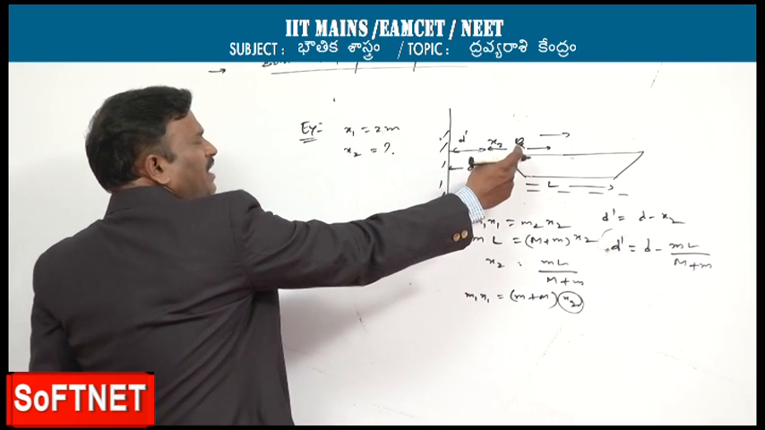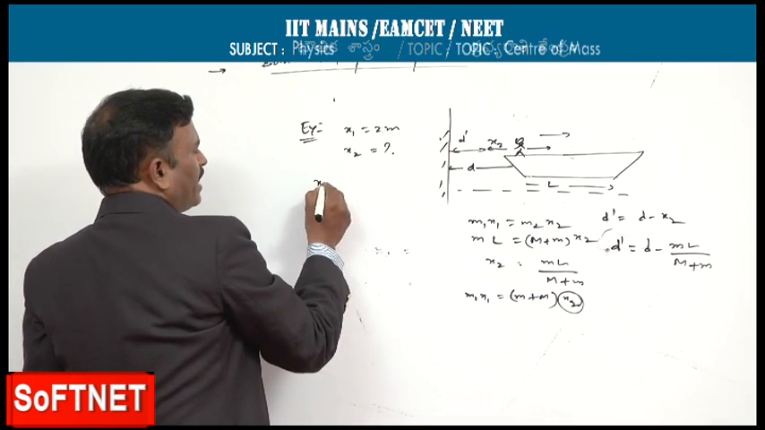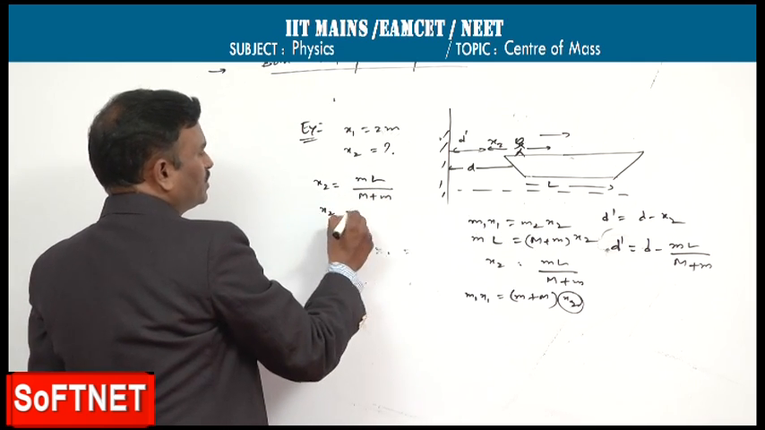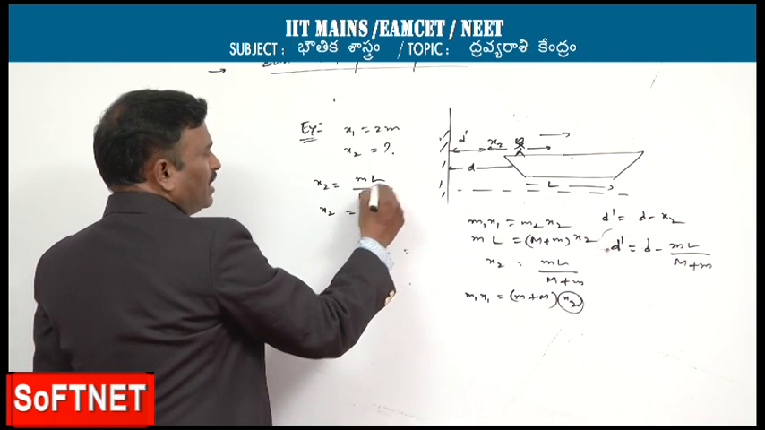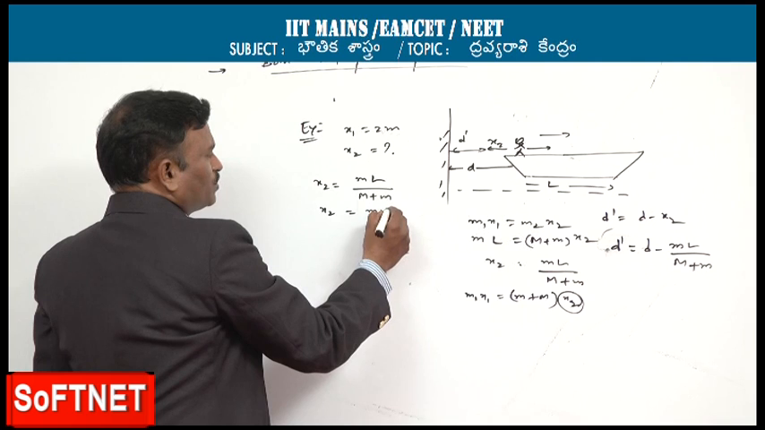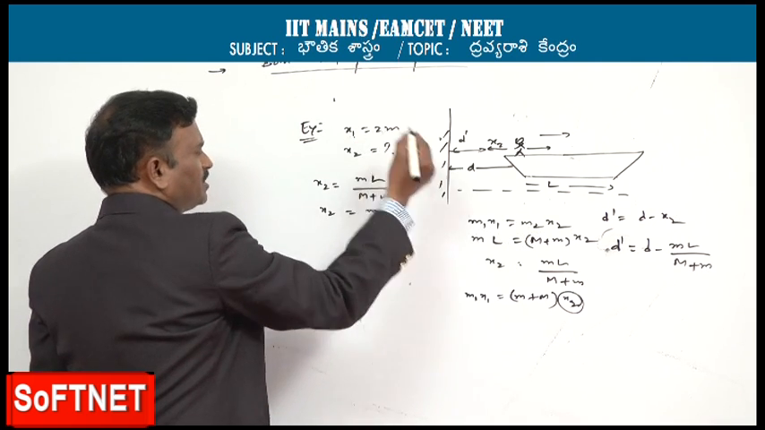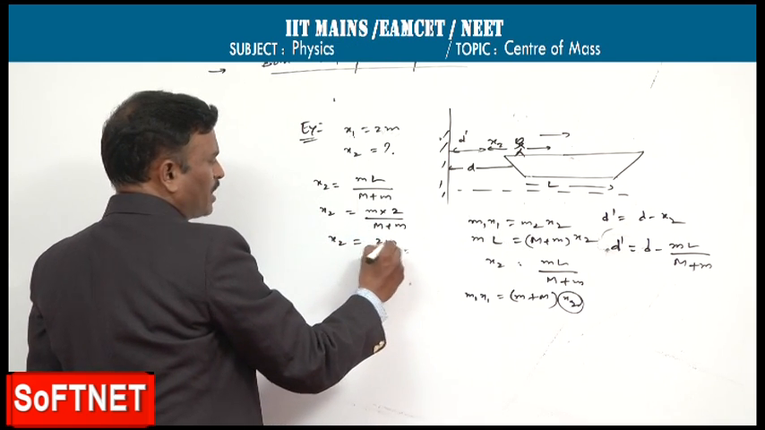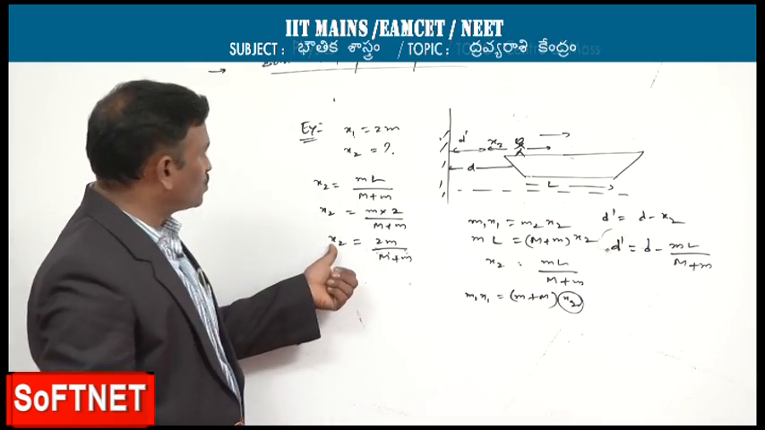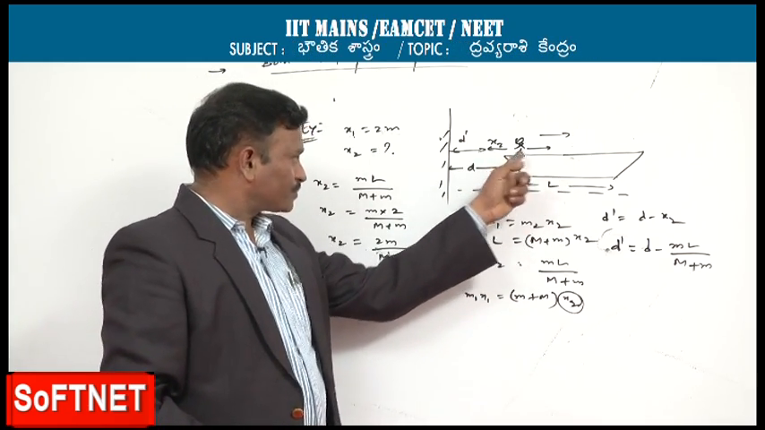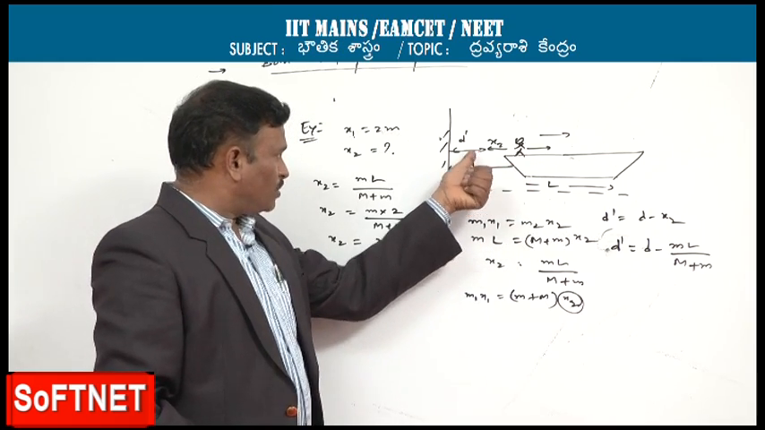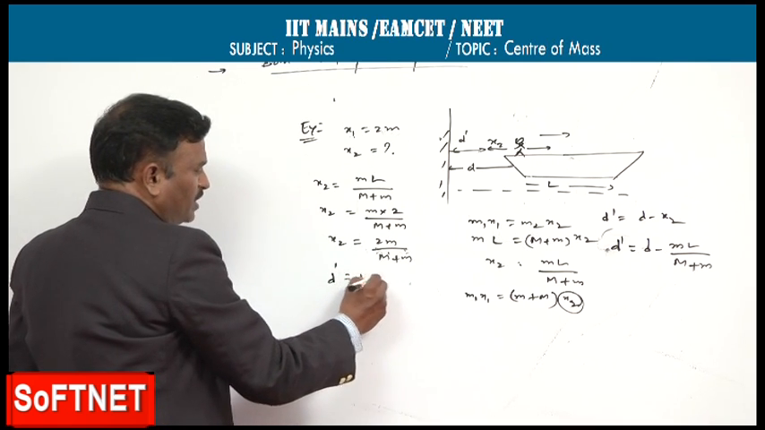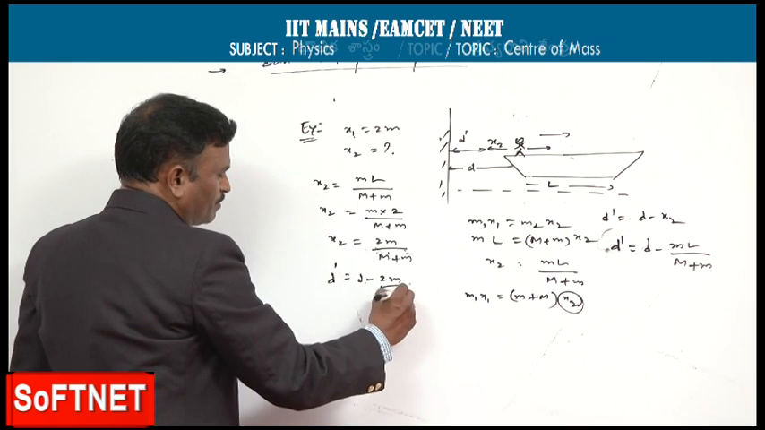So before that, initially it was at the edge. Now x2 is equal to mL by capital M plus small m, where m is the mass of the person who is moving. In place of L we have to take 2 meters, because in place of x1 I am taking 2 meters. So into 2 by capital M plus small m. The rest of the problem is as it is: 2m by capital M plus small m. So x2 is the distance moved by the boat. The boat is moving back, so the final distance can be taken as d dash equal to d minus 2m by capital M plus small m.